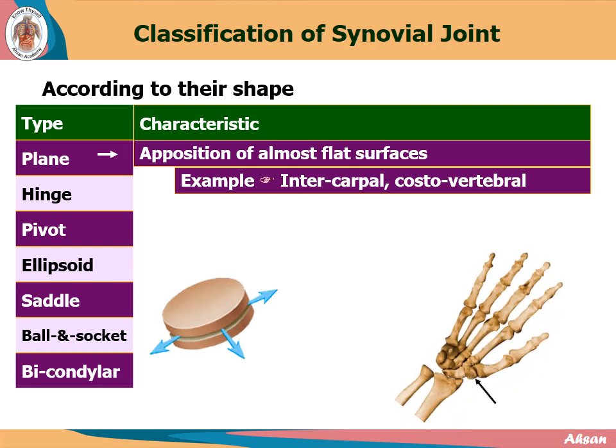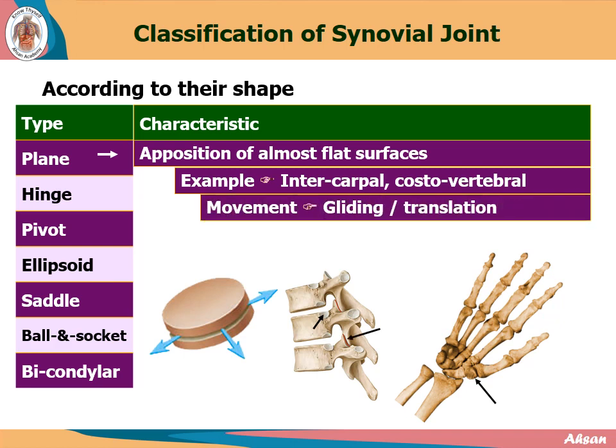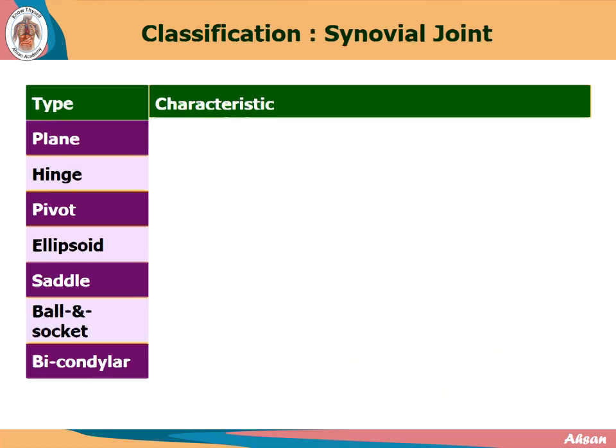Examples are the intercarpal joints between the carpal bones, and the joint of the vertebral body with the head of the ribs, which is the costovertebral joint. Also there is a joint between the articular processes. So the surfaces are plane, so only a gliding movement is possible. This movement is named translation.